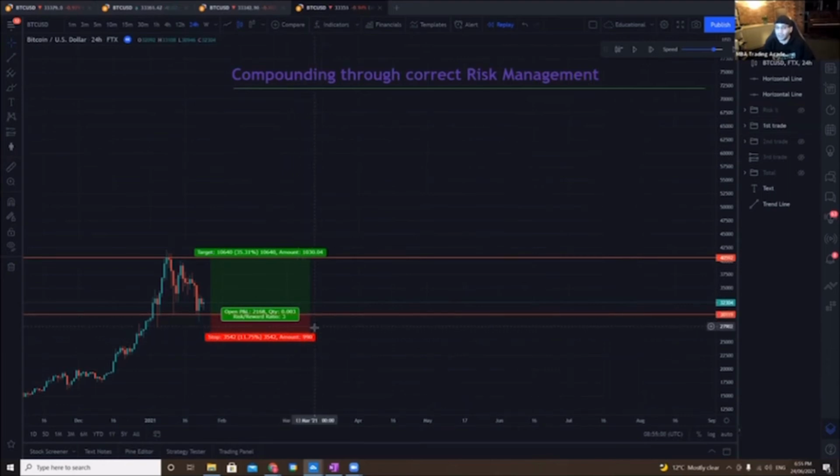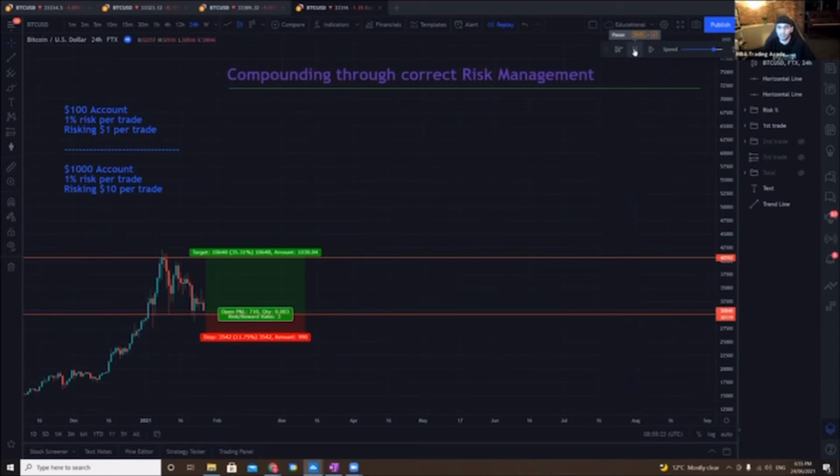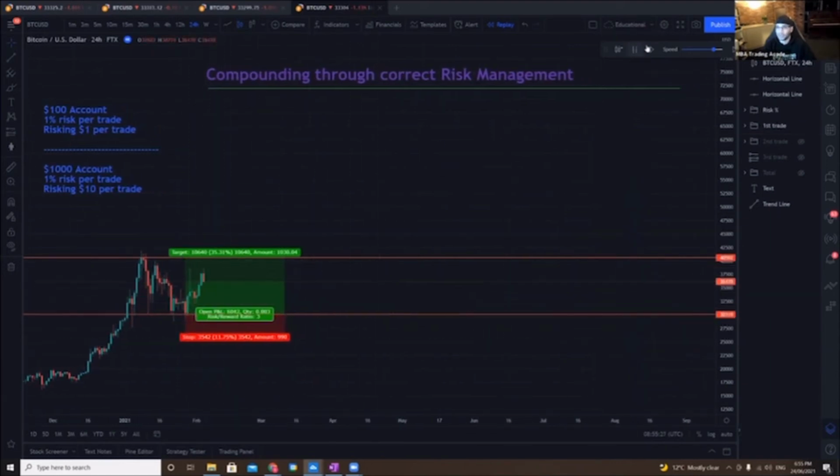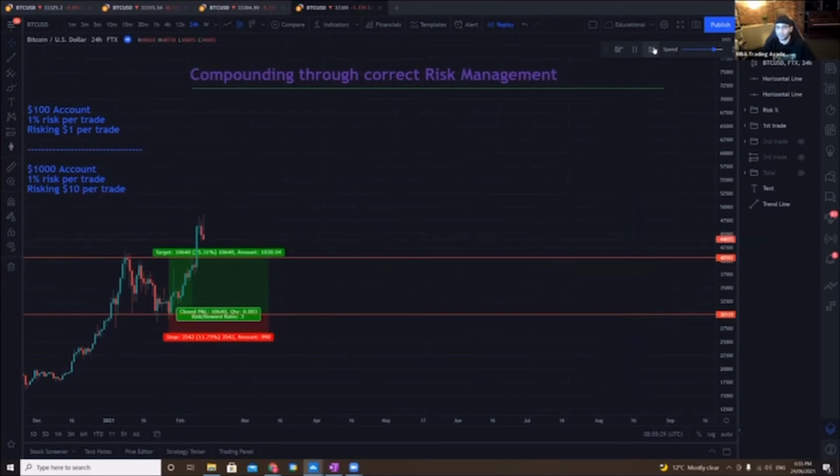Now we teach you how to calculate it. In this space, you only ever lose 1% of your trading account. What that means is if you had a $100 account and you risk 1%, every single one of these trades, you're only going to lose $1. If you had a $1,000 trading account and you risk 1%, you're only ever going to lose $10. Now let's play a little bit, see what happens. So it came down, hit our entry, and then we go along and it takes our profit.